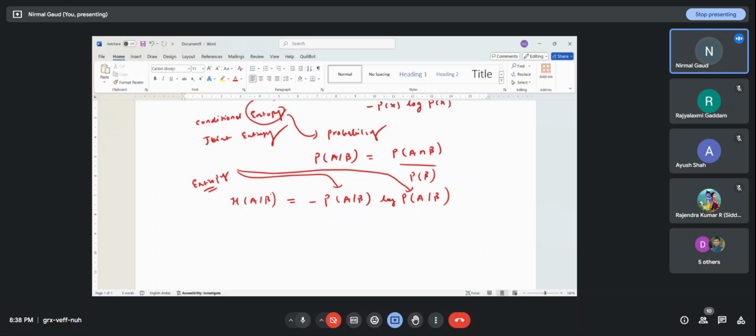That means if I have the information of B, can I find the information of A? In probability, we say B has already occurred, what is the chance of occurrence of A? But in entropy, I say I have the information of B, can I find the information of A? Because obviously entropy is related to information only. So this is how we write the formula for conditional entropy.